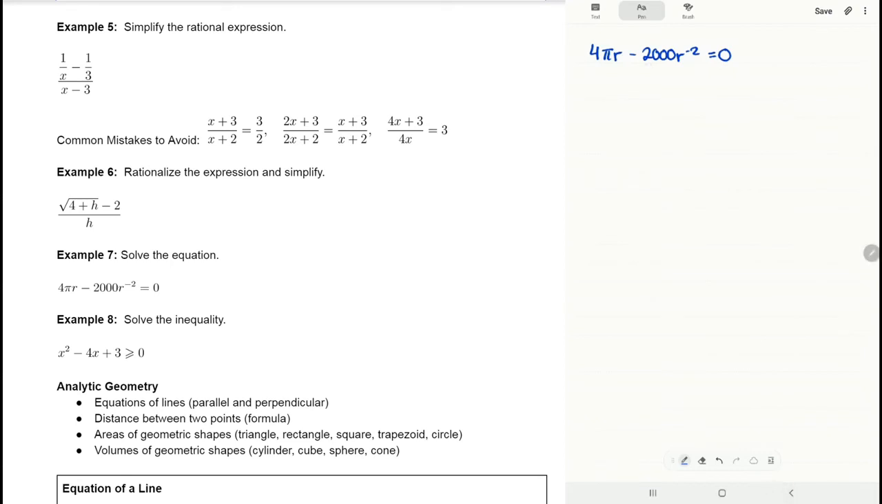So here, let's have a look at the 2000 r to the negative 2 term. So let's deal with the negative exponent. So recall that we can take the reciprocal of the base and change it to a positive exponent. So here we have 4 pi r minus 2000 over r squared equal to 0.